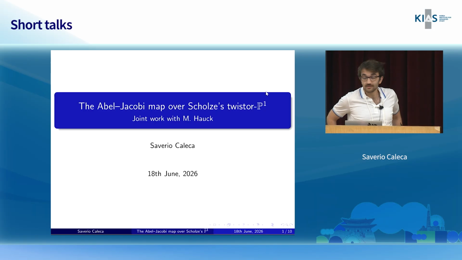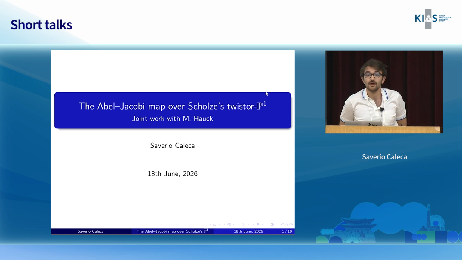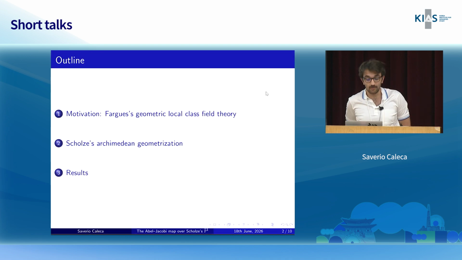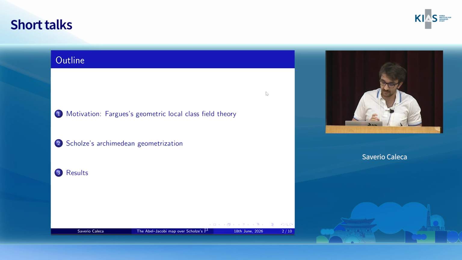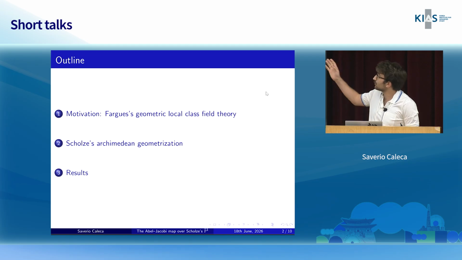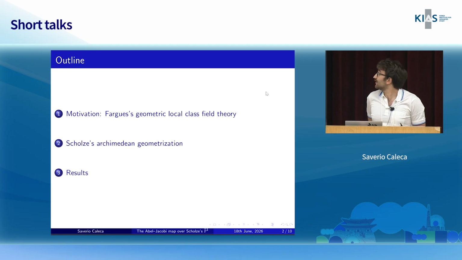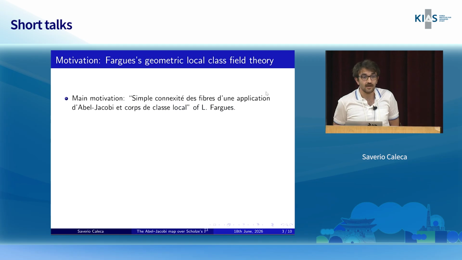Thank you for the introduction. So today, as Jared said, I'm going to talk about the Abel-Jacobi map over Scholze's twistor P1. All of this is joint work with Maximilian Haug. The talk is going to be divided in three quick parts. First, I'm going to talk about the main motivation for this project, which luckily was recalled also yesterday in Minja's lecture. Then I'm going to talk about the context in which we're working, which is Scholze's Archimedean geometrization. And then I'm going to talk about our results.